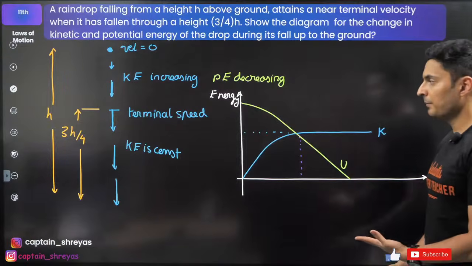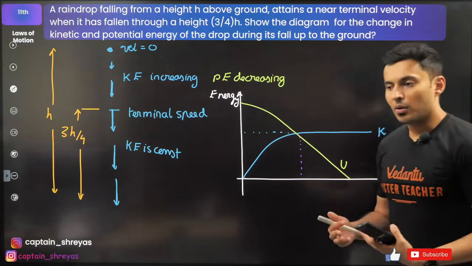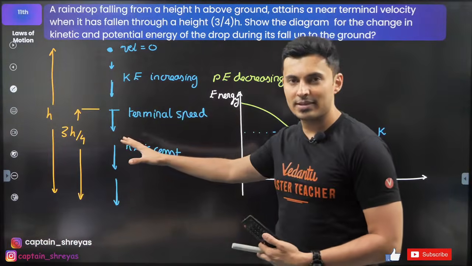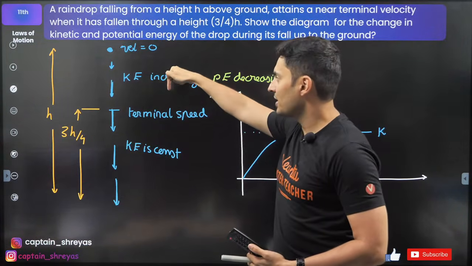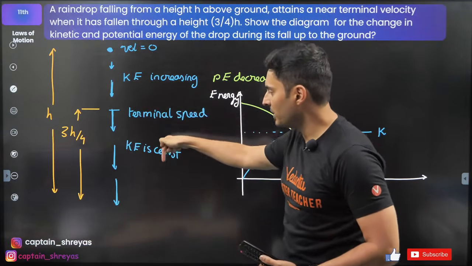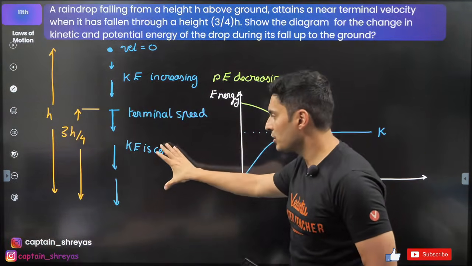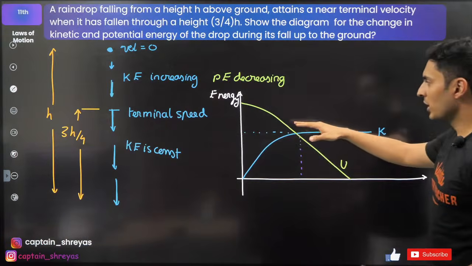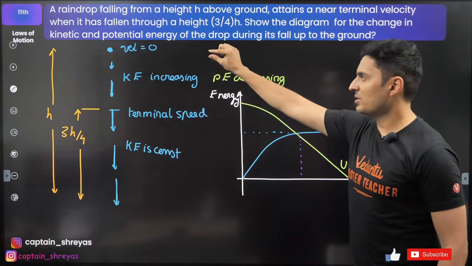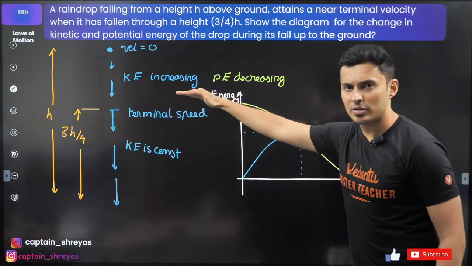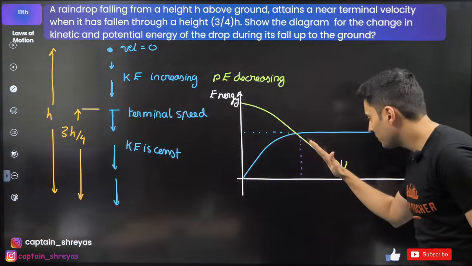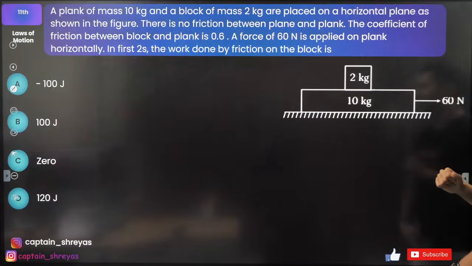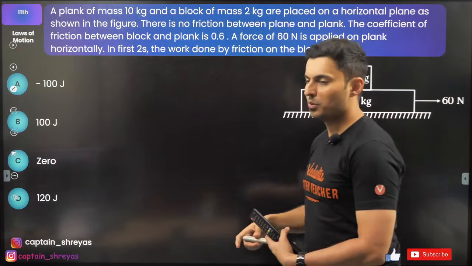Can we move ahead? Can we go to the next question? Have you understood what has happened? Terminal speed is the final speed. So till it reaches that speed, the speed increases. After that, the speed is constant. Kinetic energy is constant over here. Potential energy decreases slowly because the speed is less over here. Height reduces slowly. After a point, the speed is constant, so the potential energy decreases at a constant rate. Okay, one more beautiful question.